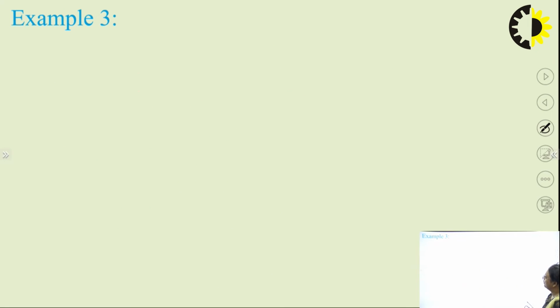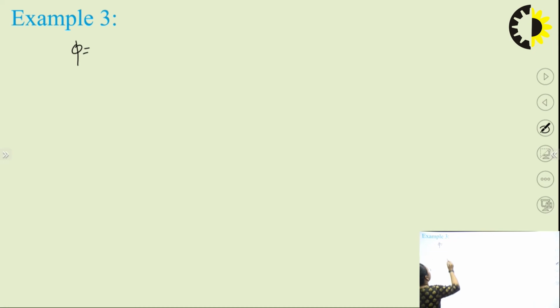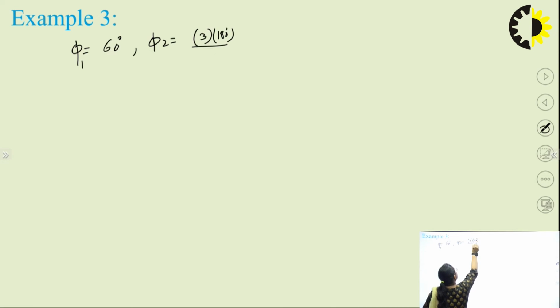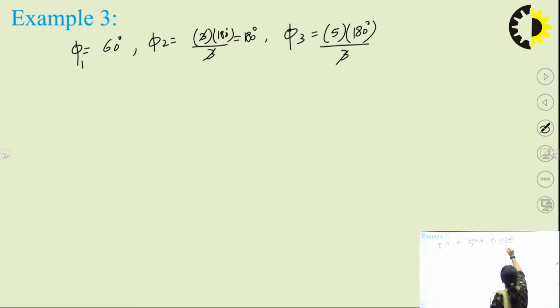So phi 1 will be, when q is equal to 0 here, 180 upon p minus z, which is 3. 180 upon 3 is 60 degree. And phi 2 will be, q is equal to 1, that means 2 into 1 plus 1, that is 3 into 180 degree upon 3. So it comes out to be 180 degree. And phi 3 will be 2q plus 1, if I put q equals 2, it comes out to be 5 into 180 degree by 3. So this is 60, this is 180, and this is 300 degree.